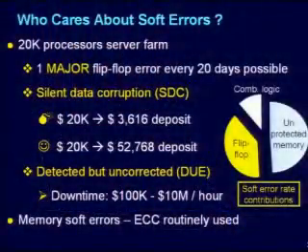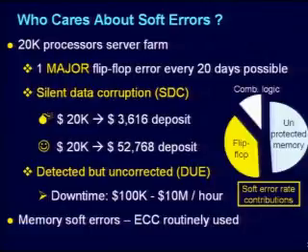So who cares about soft errors? Why are we talking about it? Well, it all depends on error rates. And I'm not going to get into the details of where I got this number from. But you will roughly find, if you look at soft error rates of individual components in a system, you will get a number of something like this: if you had a 20,000 processor server farm, you will have one major flip-flop error every 20 days. Now, this is to say that you could have a big problem as a result of this or not.